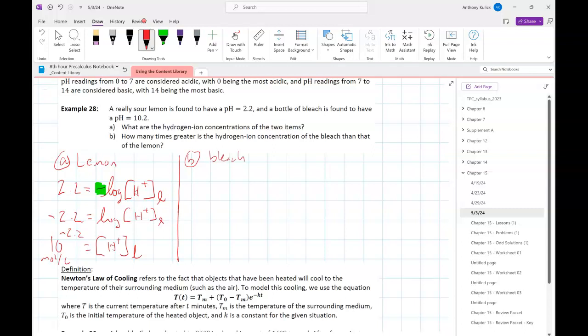Now, if we do the same thing for the bleach, the setup is exactly the same, right? I'm just going to put a little subscript B for bleach.